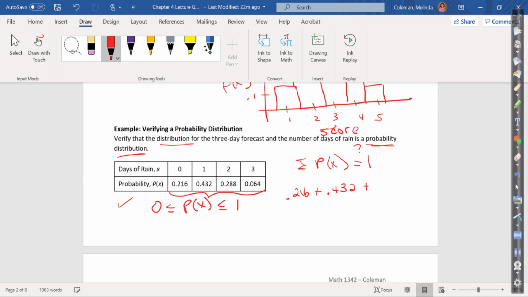So 0.216 plus 0.432 plus 0.288 plus 0.064. Add that in your calculator. Check to make sure that it is equal to 1. And in this case, it is equal to 1. So yes, this is a probability distribution.